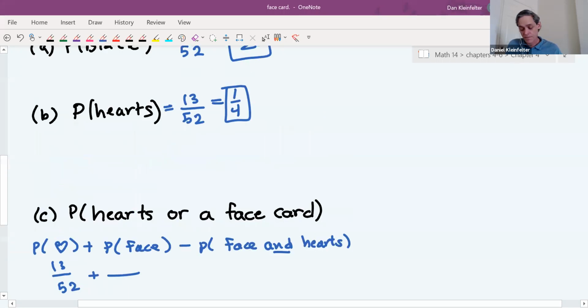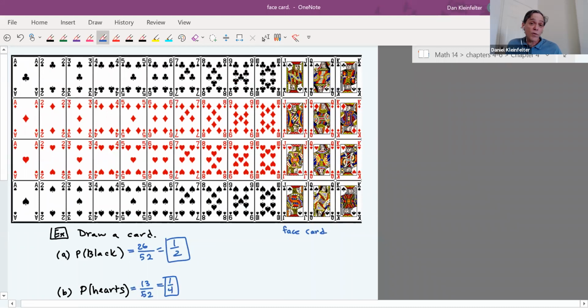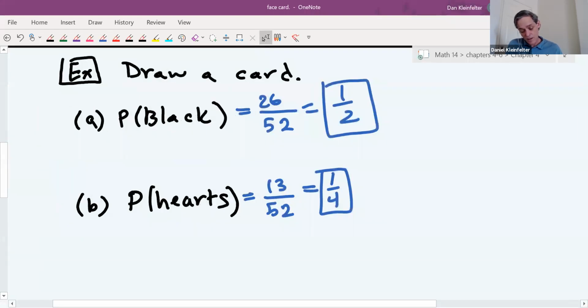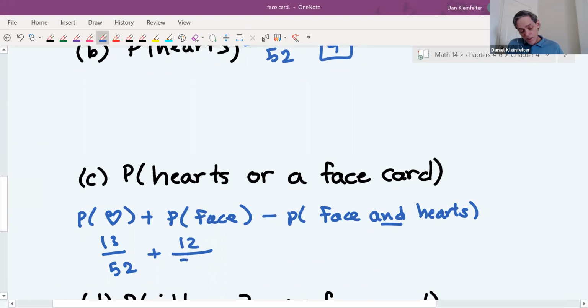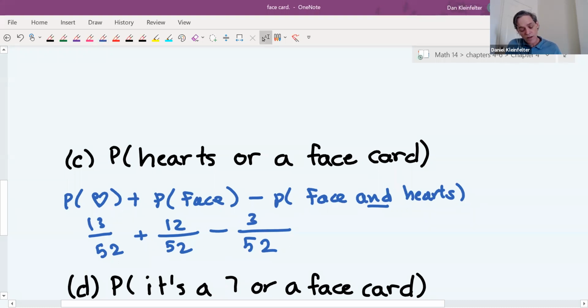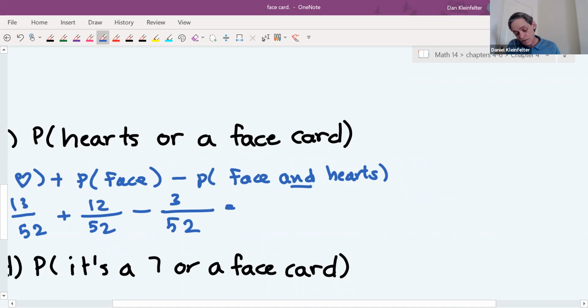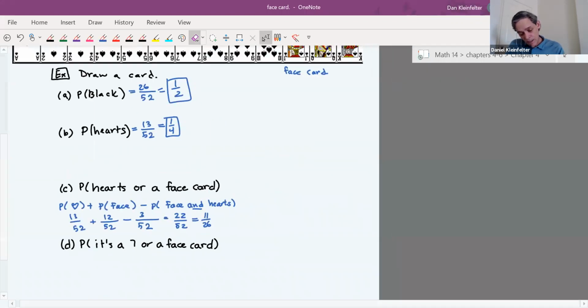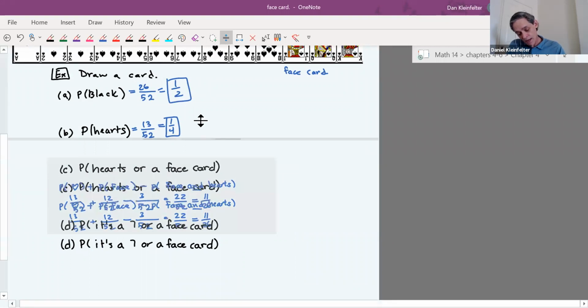Face cards, picture cards: there are 4 suits and 3 face cards in each suit. 4 times 3 is 12. There are 12 total face cards. So 12 out of 52 are face cards. And then we want to know the probability of getting a card that is a face card of hearts. And there are 3 of those. Okay, so we have 25 minus 3, or 22 out of 52, which is 11/26.